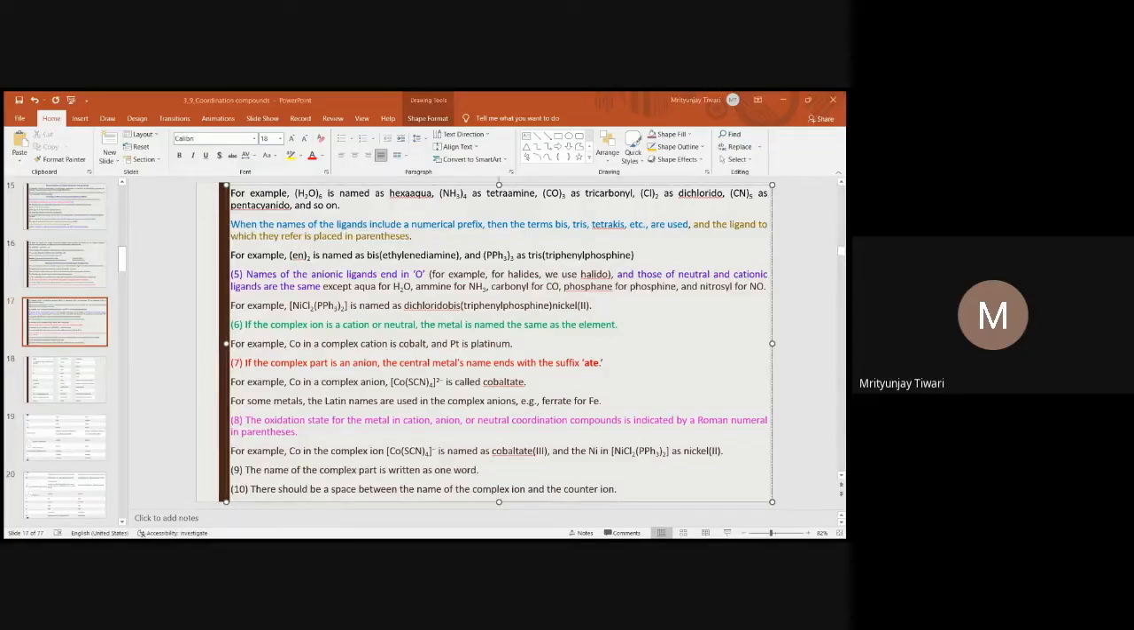So the name of a complex part is written as one word. There should be a space between the name of the complex ion and the counter ion. We deliberately put one space just to distinguish whether the other name that we are taking is just a counter ion and it is not a ligand, so that I don't confuse it with the ligand.